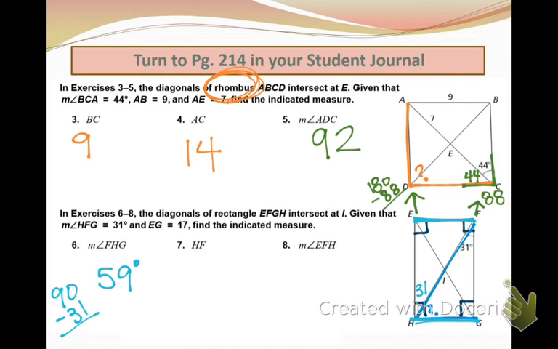All right, the second, you have to read the directions to find the diagonal. It says EG is 17. What do you know about the diagonals of a rectangle? They're what? I heard someone. They're congruent. So if EG is 17, then FH is 17.